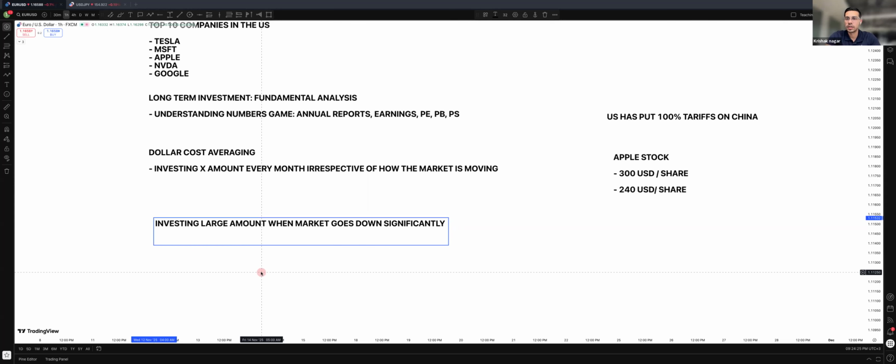You could do that as well, right? Just bring in $4,000 and invest it into the top five or top 10 stocks that you have selected in the markets to invest.